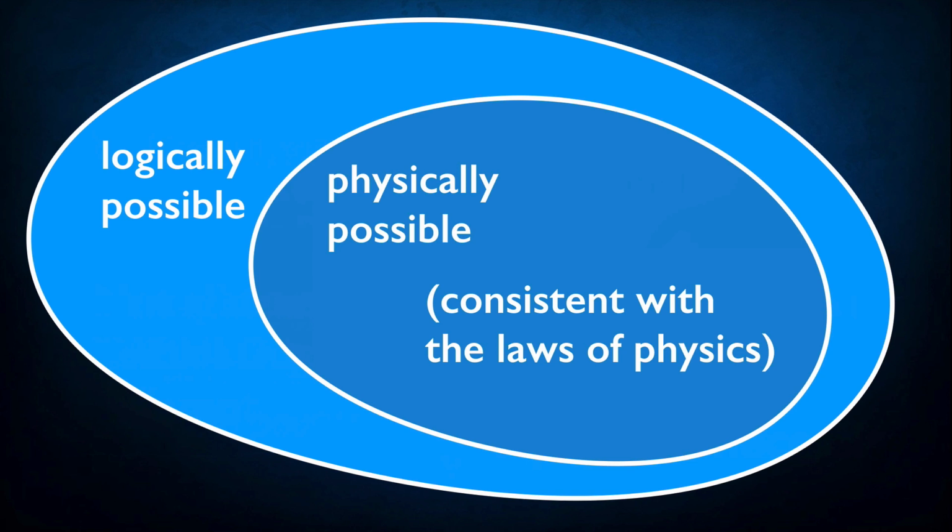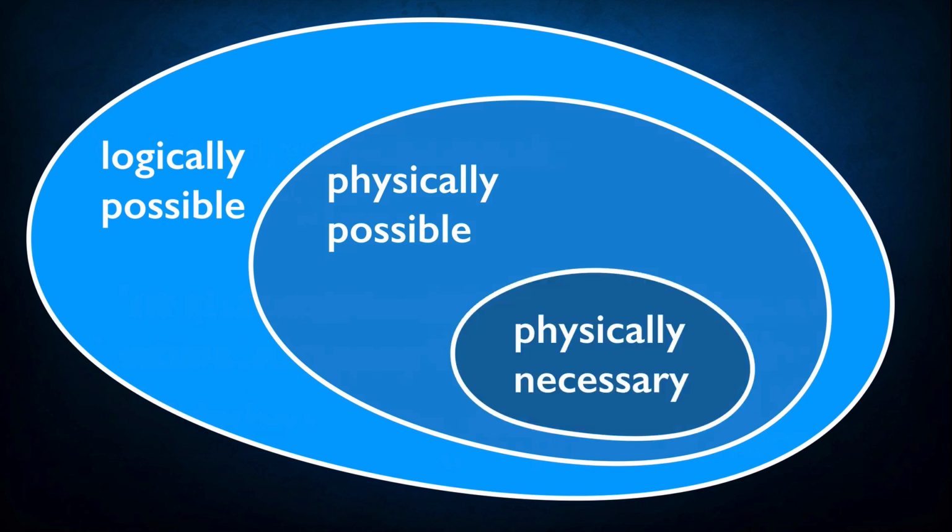Then, inside this space of logically possible events, you have the space of physically possible events. These are events that are consistent with, that don't contradict, the fundamental laws of physics, or as some would say, the laws of nature. The laws are what define this boundary between what's physically possible and physically not possible. Then further in, we have another subset, the space of physically necessary events. This is what has to be true given the laws of nature.